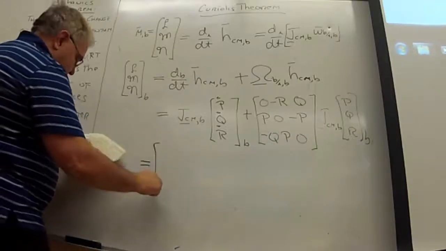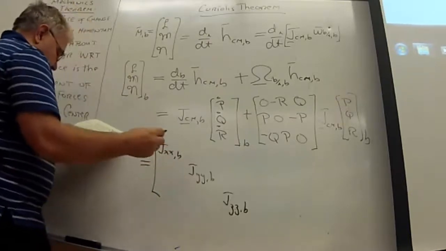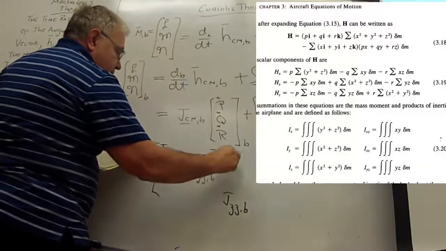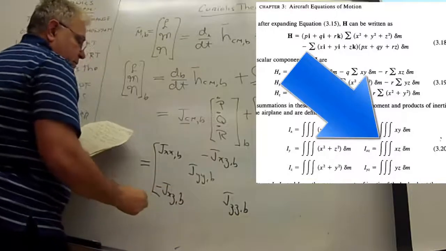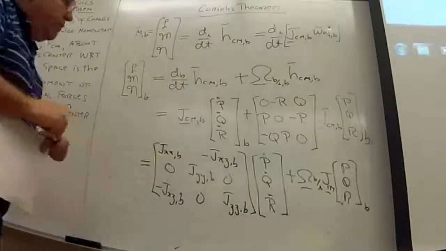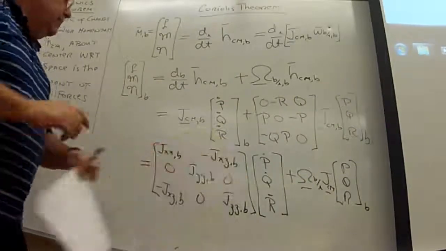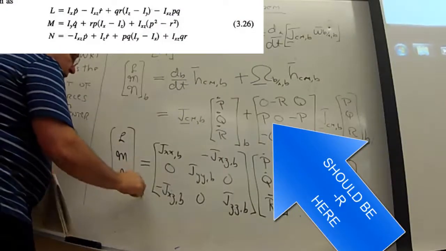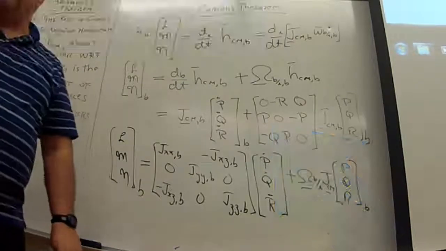So we know that JCMB is going to be, in body axes, JXX in body. I'm only going to have the off-diagonal minus JXZ term in body coordinates. The rest of the terms are all going to be 0. That's J. I'll let you multiply that out. When you multiply that out, you get L, M, N, and you can go to Nelson and compare that equation with what he's got in chapter 3 in the reading assignment for this week.